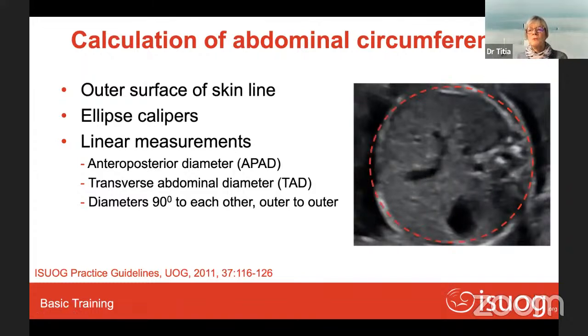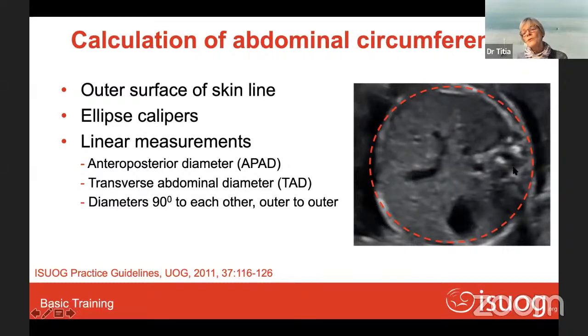And if you do a measurement, you do a measurement. Unfortunately, this is not completely as I would want it. This red rim should be around the skin of the abdomen. And I'm sorry, I couldn't correct it, but it should be around the skin of the abdomen.